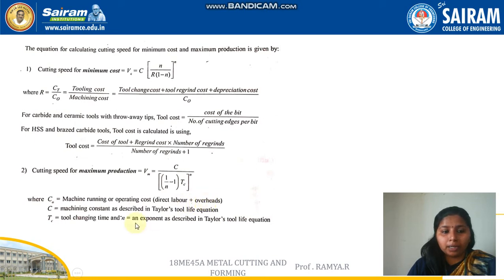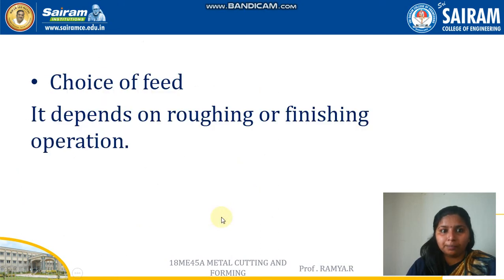plus overheads, and C indicates the machining constant as described in Taylor's tool life equation. So Taylor's tool life equation is V into T power N is equal to C, where C is nothing but this machining constant, and TC is the tool changing time, and N is an exponent as described in Taylor's tool life equation.